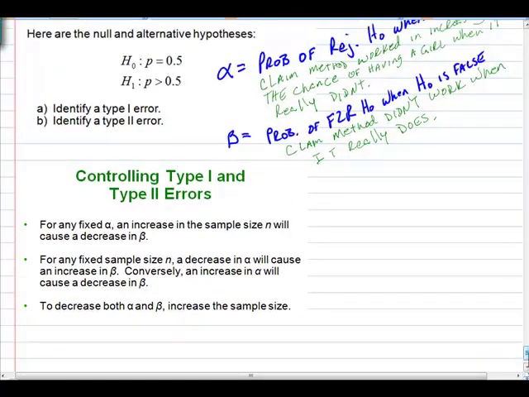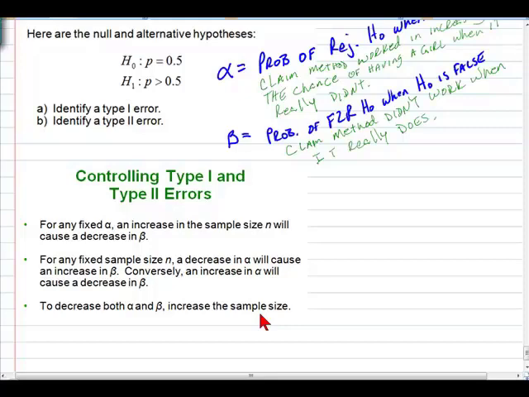Controlling for type 1 and type 2 errors. For any fixed value of alpha, an increase in the sample size will cause a decrease in beta. Remember, alpha is the type 1 error, beta is the type 2 error. For any fixed sample size n, a decrease in alpha will cause an increase in beta. It's a balancing act between alpha and beta. Conversely, an increase in alpha will cause a decrease in beta. They're inversely proportional. If you raise one, the other one goes down. If you lower one, the other one goes up. To decrease both alpha and beta, you've got to increase the sample size. That's the only way to get both the type 1 and the type 2 errors to go down. The larger your sample size, the more reliable the results.